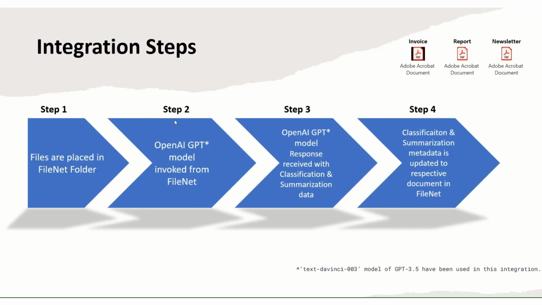Now let's see how this integration works in the case of FileNet. In the first step, the files will be placed in a particular FileNet folder. In the second step, we'll be invoking OpenAI's GPT models. In the third step, we'll get a response back from the GPT models regarding the document summarization and classification. In the last step, those response values for classification and summarization will be updated in the documents in FileNet.